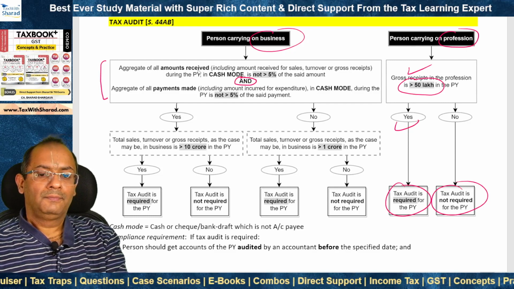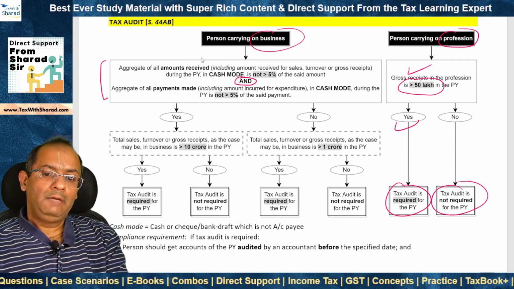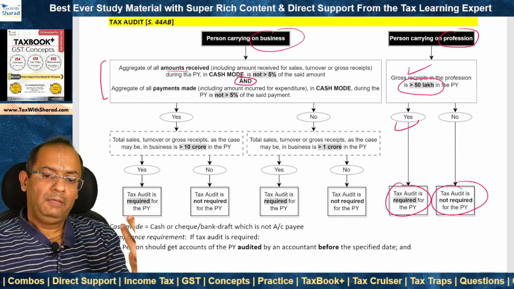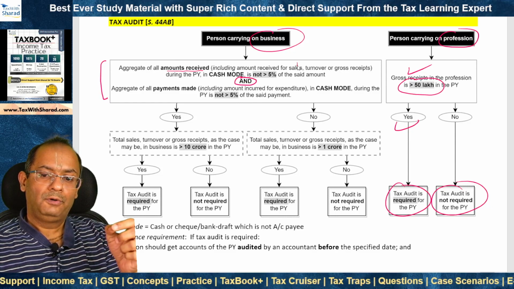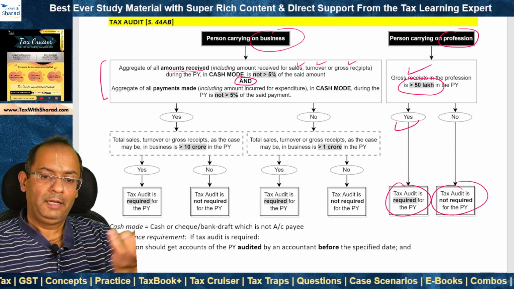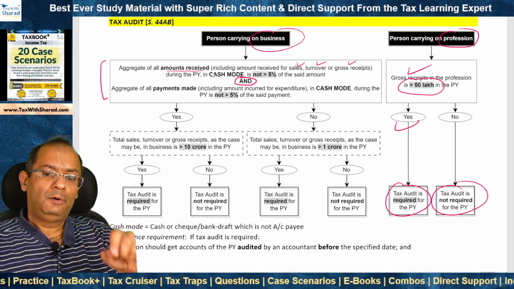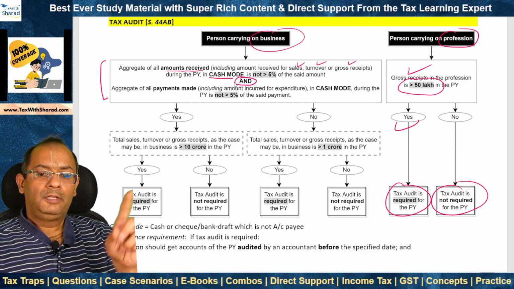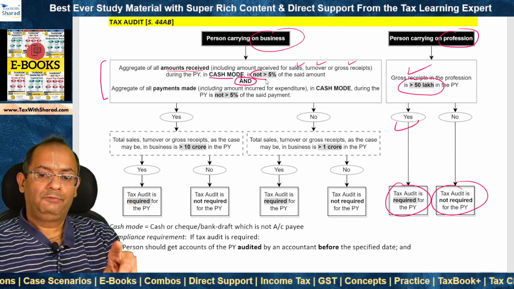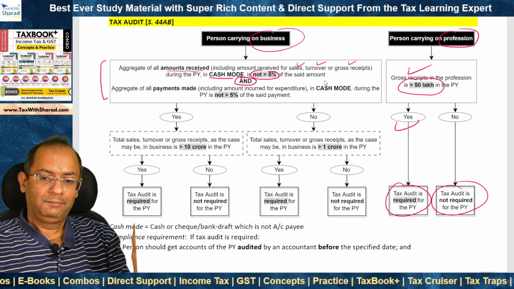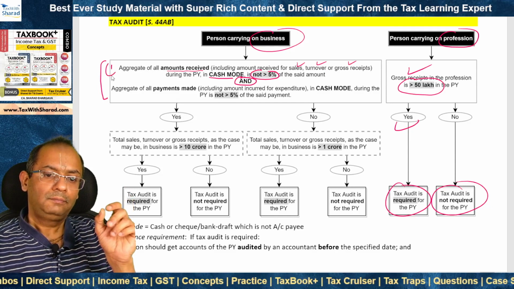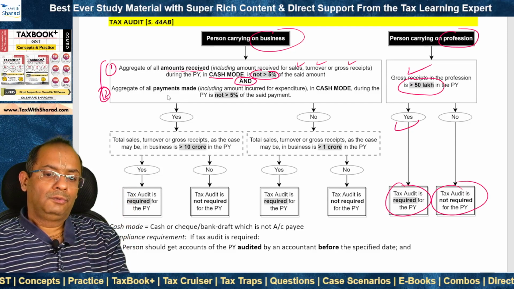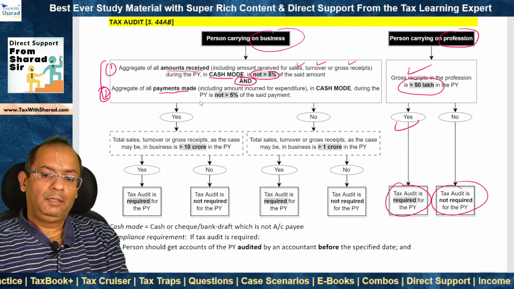The first condition refers to the amounts received during the previous year. So we need to figure out all the amounts received during the previous year, and they include amounts received for sales, turnover or gross receipts. We aggregate all of that. Then we figure out amounts which are received during the previous year in cash mode. And the amounts received in cash mode should not be more than 5% of the total amounts received. This is condition number 1. Condition number 2, we do the similar exercise for payments. So we determine the payments made during the previous year.